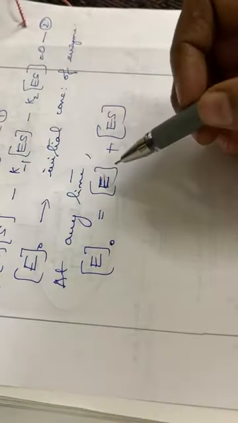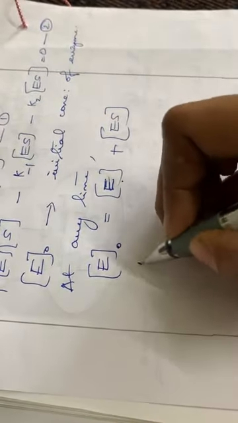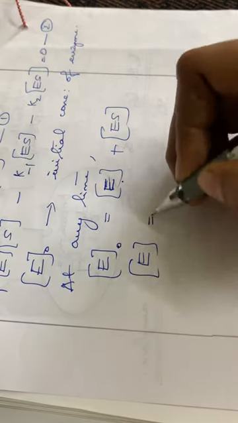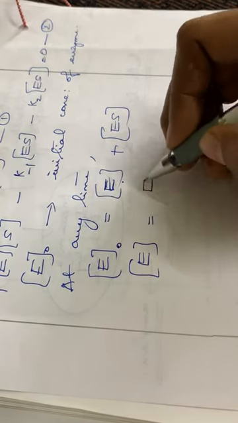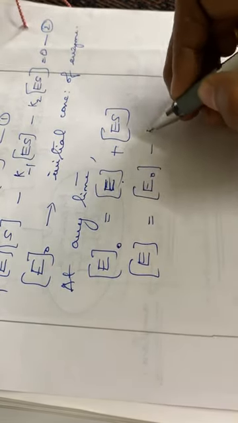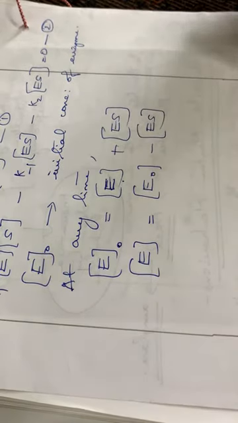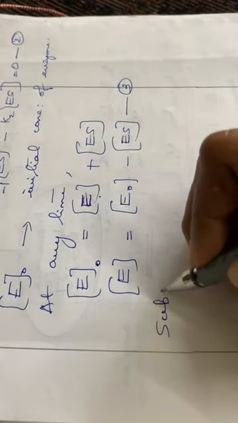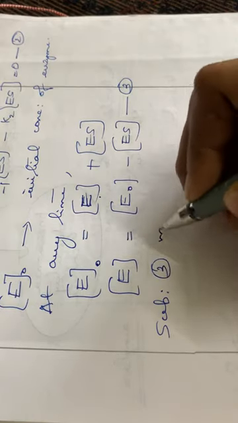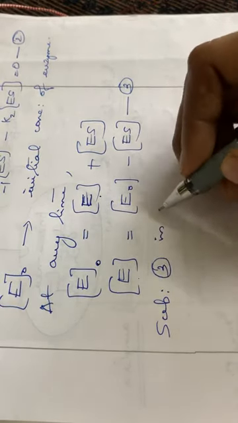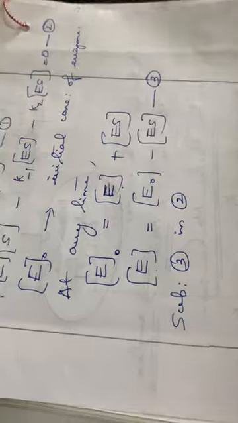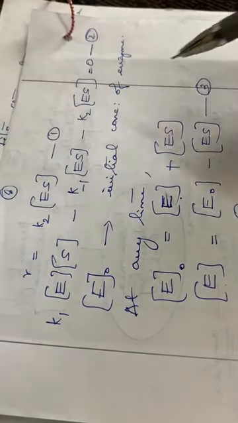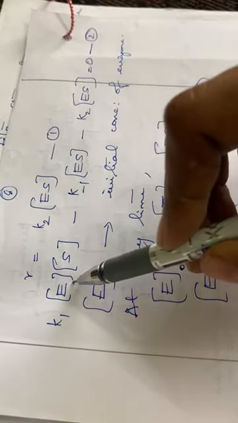So from this equation we can write the concentration of E. So concentration of E is equal to concentration of E0 minus concentration of ES. Let it be equation number 3. Then substitute the value of E in equation 2. Substitute equation 3 in equation 2. That is, you have to substitute for E.